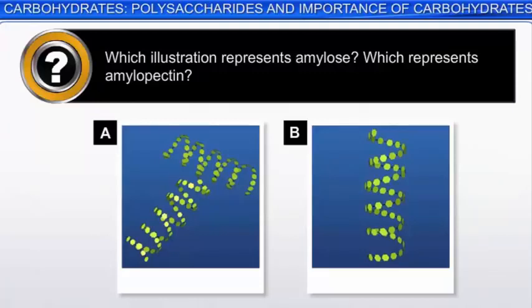You just learned that amylose is an unbranched chain, whereas amylopectin is branched. Therefore, picture A shows amylopectin with its branched chains. Picture B shows amylose. Note that the unbranched chains of amylose often adopt helical structures.